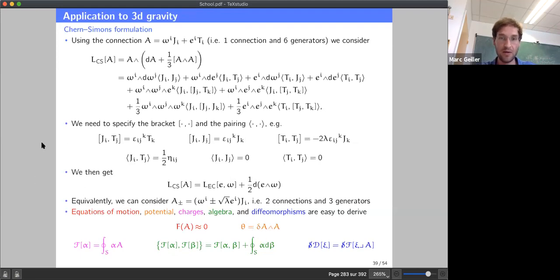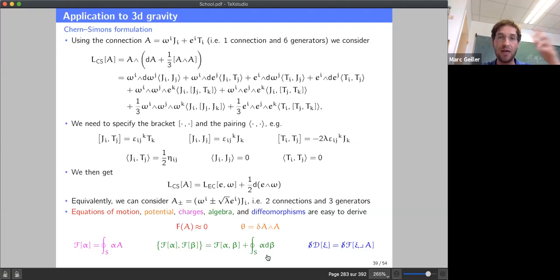Now from this, we can use the covariant phase space formalism that we introduced and compute the charges associated to gauge transformations of the connection A. For the charges, we'll find these surface integrals. So a charge with gauge parameter alpha is given by the integral of alpha times A. Again, the algebra between these charges reproduces the algebra of the isometries that we started with. So the algebra of J and T. So this is this bracket here up to a central extension.